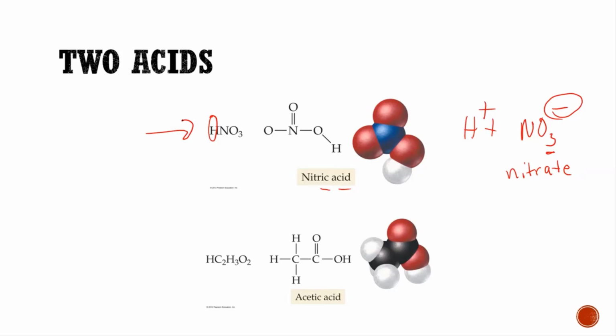Now, with acetic acid, if I remove this hydrogen, right, what's left? C2H3O2 minus. Why is it only -1? Because there's only one hydrogen. Right? And this would be the acetate ion.